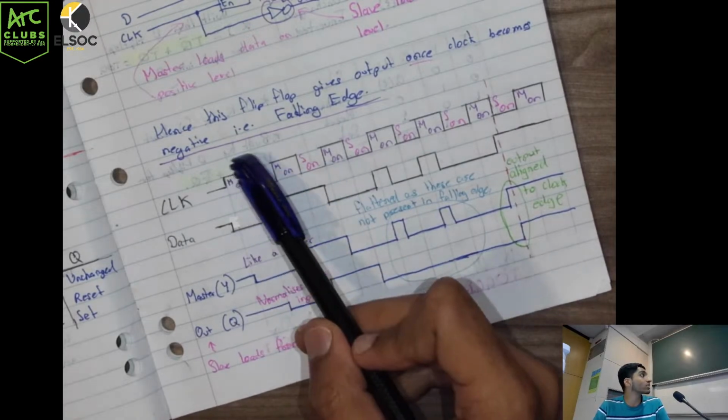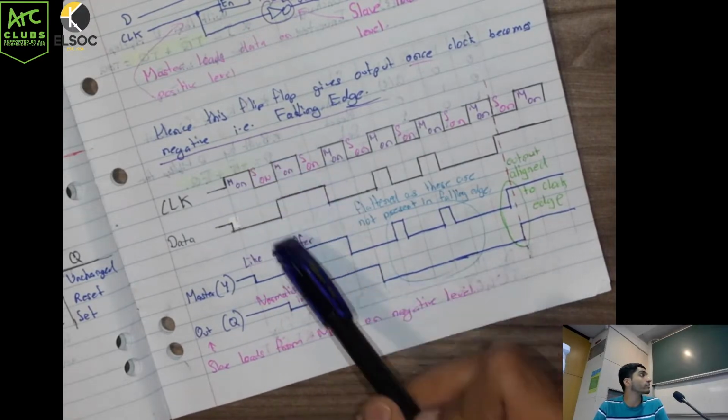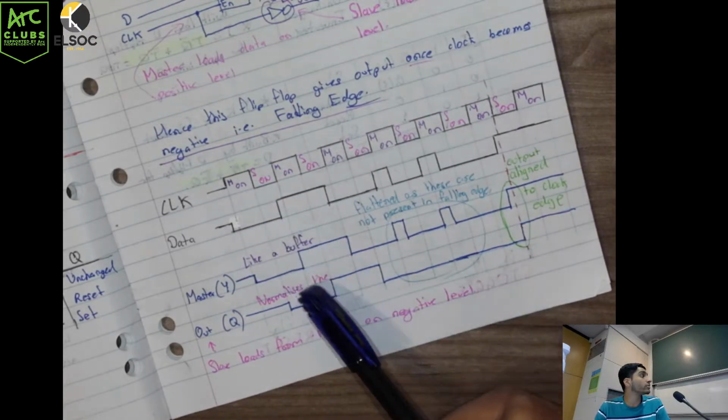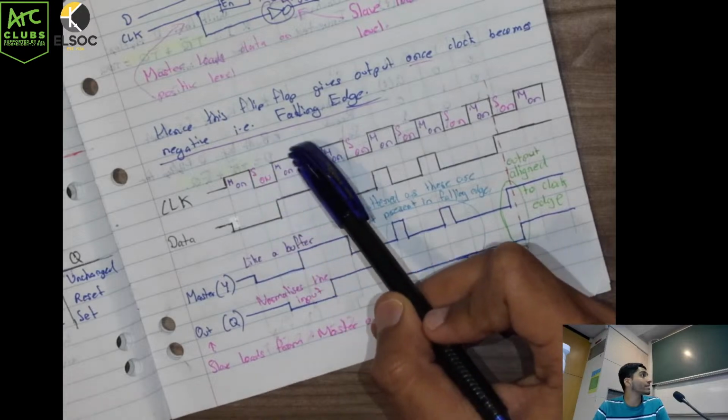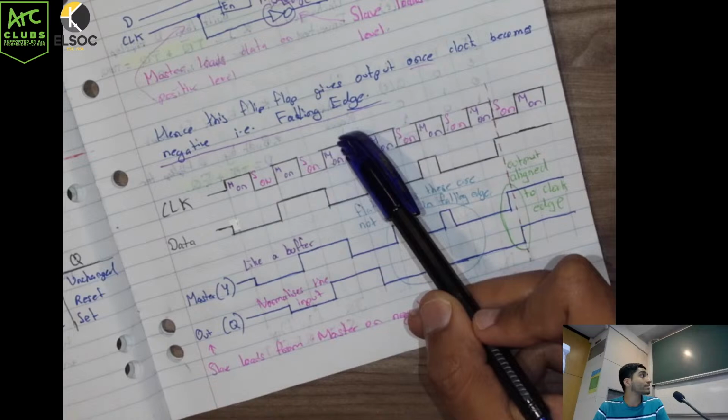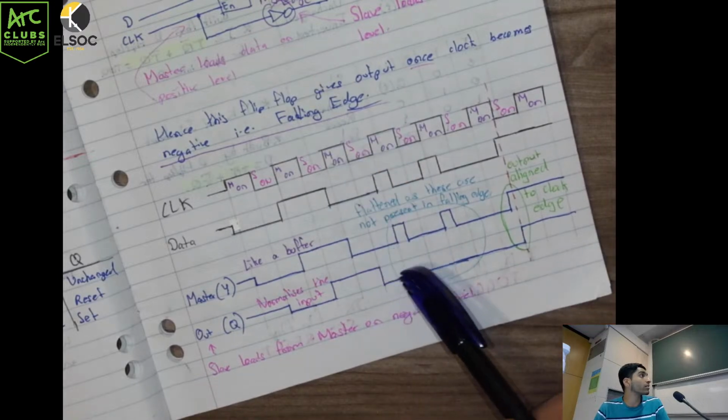You'll notice that at this clock edge, this is a negative edge triggered flip-flop. At this negative edge, the data was 0, remember the 0, until the next negative edge. At this negative edge, the data was 1, so it goes up high. At this negative edge, data was 0, goes down low.